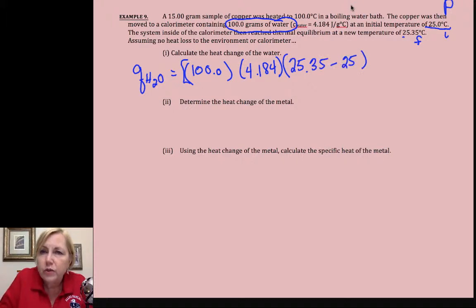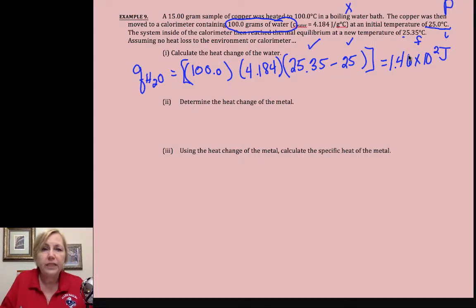Now, we're not using this water bath as part of the water part. That's a different stage. That's why I didn't use that 100 degrees here. We have a cup of water at room temperature. We're going to drop our hot copper into it, and the temperature is going to go up. And when you do that algebra, I get 1.46 times 10 squared joules.